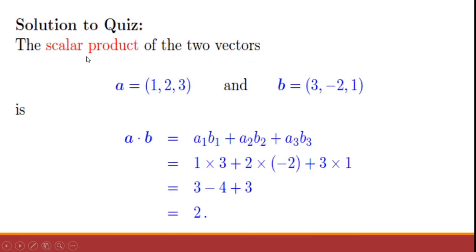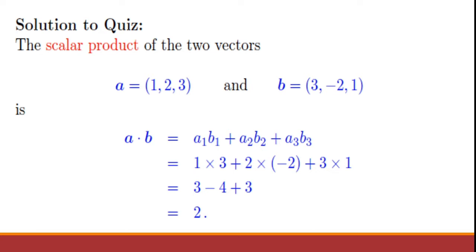So first let us see the basic question. First we will find the scalar product of two vectors. Let us say there is a vector A which has values 1, 2 and 3, and B is also a vector, 3, minus 2 and 1. So we have to find the scalar product. Scalar product means dot product, or we can say A dot B is equal to A1 B1 plus A2 B2 plus A3 B3.